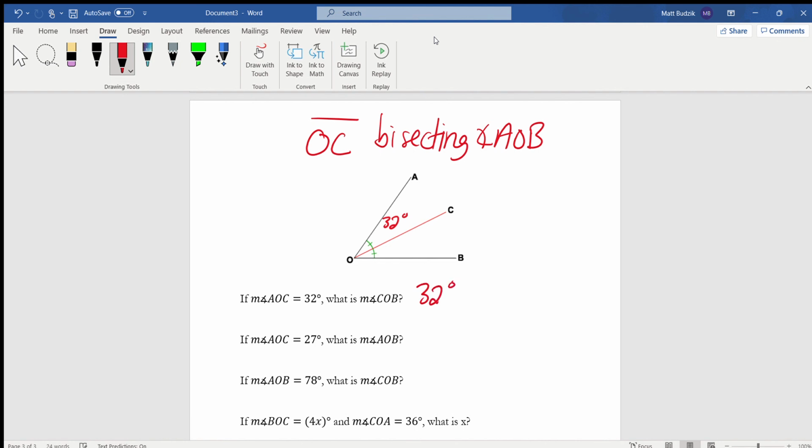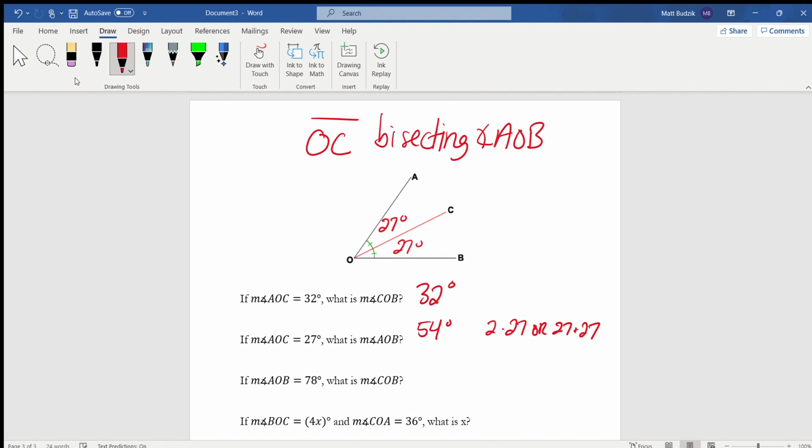Congruent, done. If we're given that AOC is 27, and we want to find AOB, the entire angle, since AOC and COB are congruent, both 27, I can do 2 times 27 or 27 plus 27, which gets me 54 degrees.